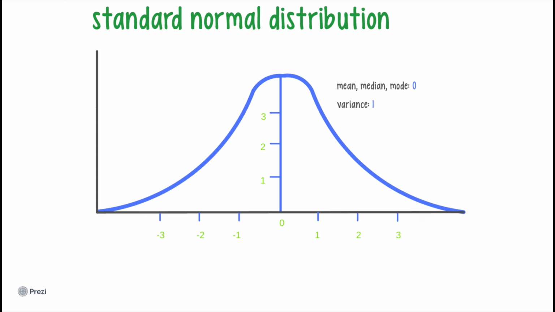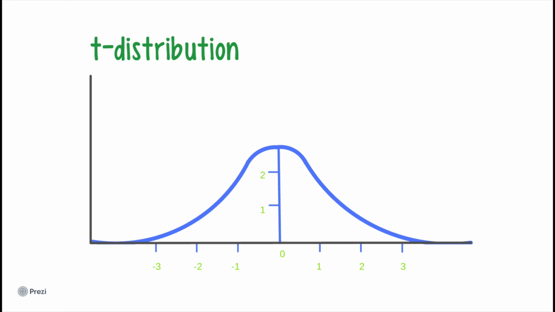Next, let's move on to the so-called t-distribution. Visually, the t-distribution resembles the standard normal distribution. However, the curve of the t-distribution is wider than that of the standard normal distribution. As the sample size increases, the t-distribution approaches the standard normal distribution. The t-distribution is particularly used for smaller samples. Since the t-distribution is also symmetric, it has a mean, median, and mode of 0. However, the variance here is greater than 1.